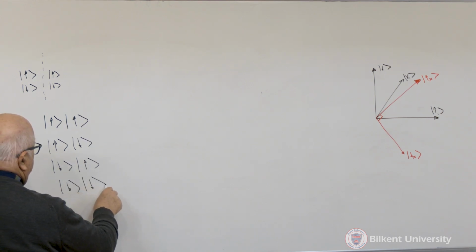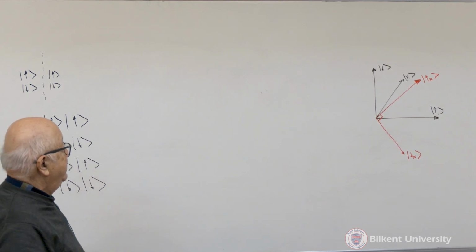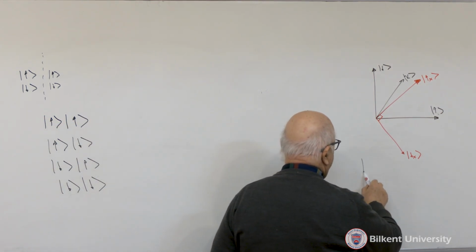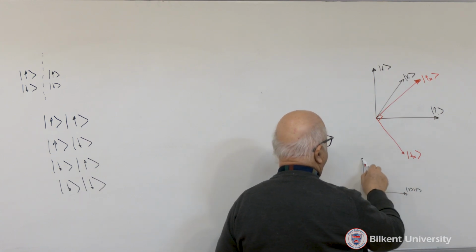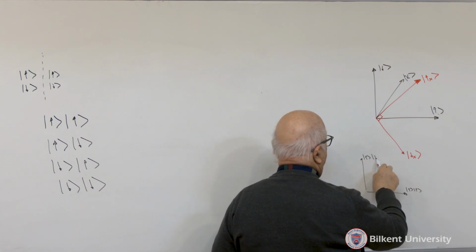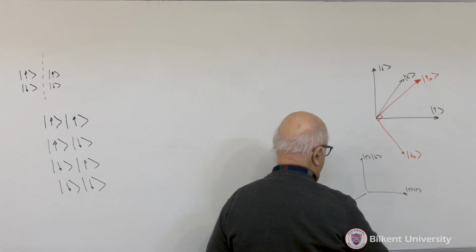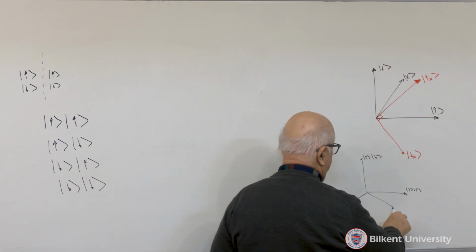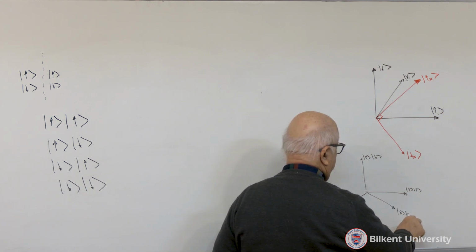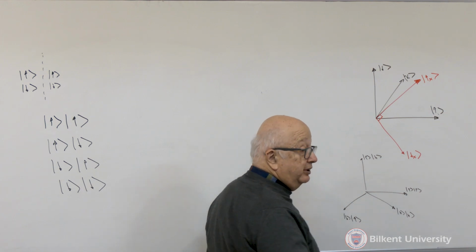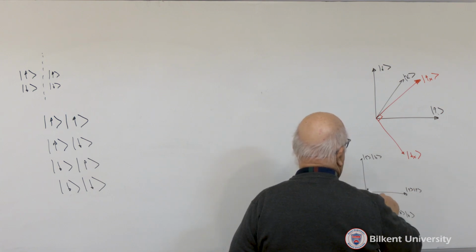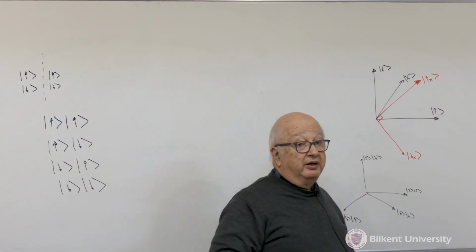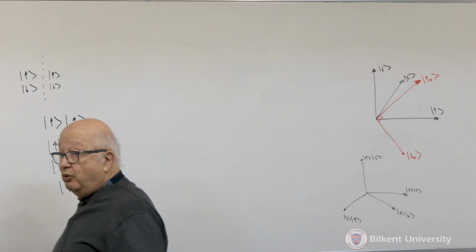So if I could draw a 4-dimensional space, I'll attempt it anyway. This direction will be up up, perhaps up down, down up, and somehow perpendicular to all 3 of them is down down, okay? So there's this 4-dimensional space, and now I can describe my overall state as a linear combination of these things.